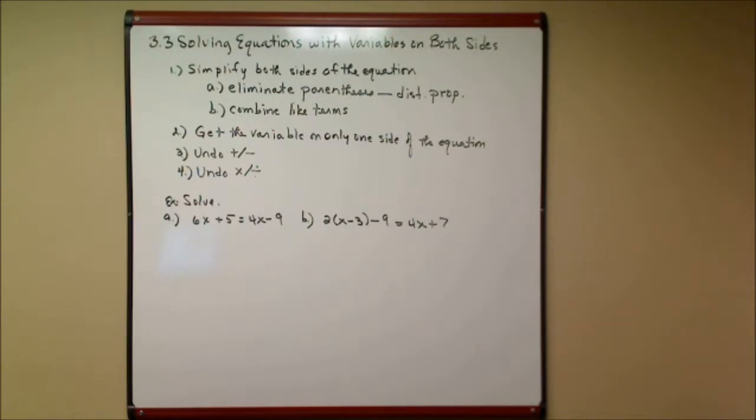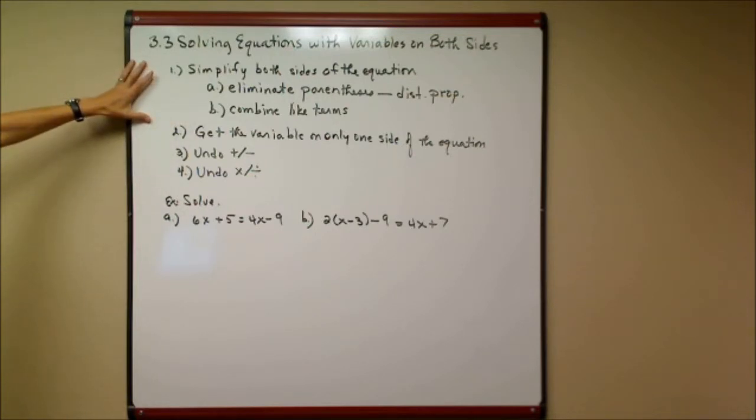My suggestion is that you write them down and read through them a few times to keep them fresh in your head so that you remember as you encounter these problems throughout the entire course. All right, now step 1 is the step from the last section. Simplify both sides of the equation by eliminating parentheses, that's the distributive property, and combining like terms. Sometimes you have to do this, sometimes the sides are already simplified.